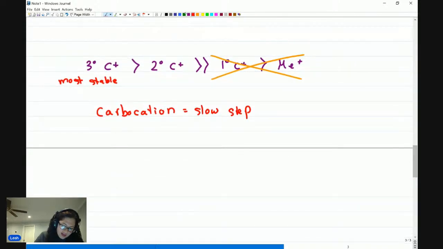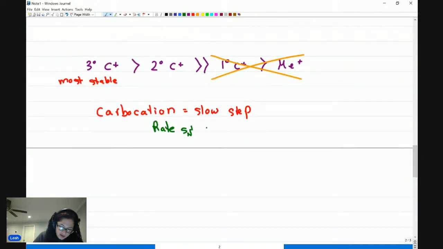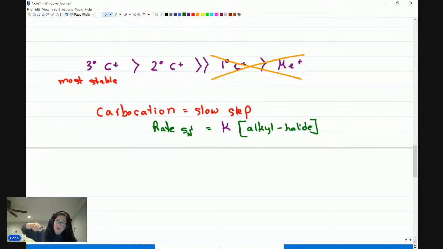And because of that, if we're looking at the rate of an SN1 reaction, we're simply looking at some constant k times the carbocation formation. So it's the concentration of the alkyl halide, the molecule that has the leaving group on it, where the leaving group leaves and forms the carbocation. Nothing else is going to impact the rate of this reaction because everything else is very, very fast by comparison.